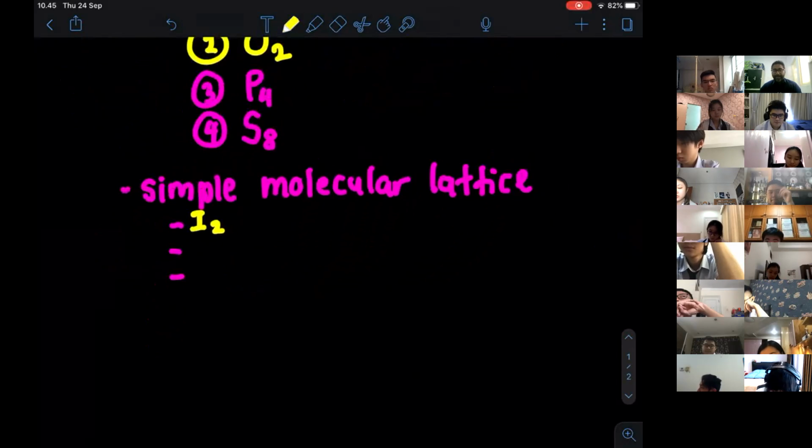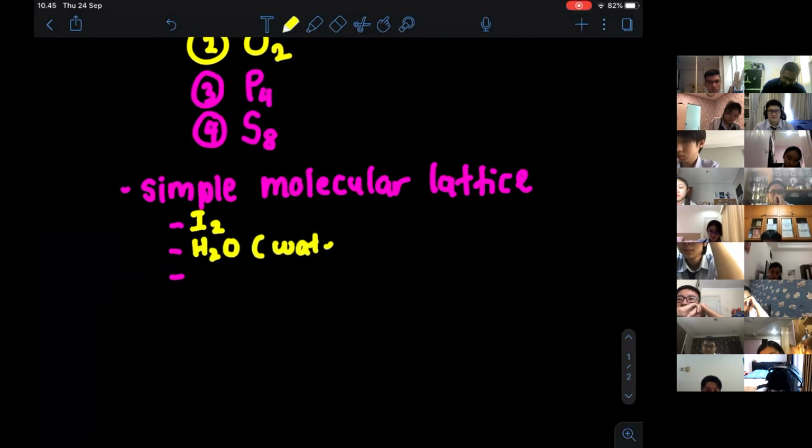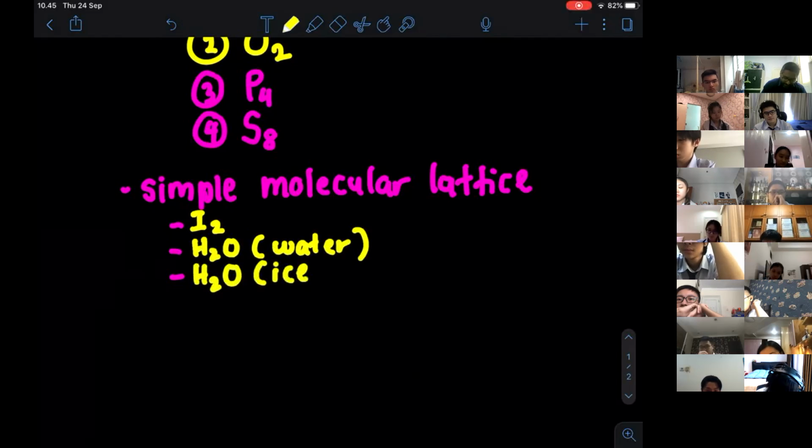I think both of them are related. Chlorine? No, chlorine doesn't form a lattice. Something to do with H2O. So it can be water molecules, or H2O in the form of ice. Both of them can form a lattice. The lattice that we are talking about will be more like a tetrahedral structure. Please go and look for this.